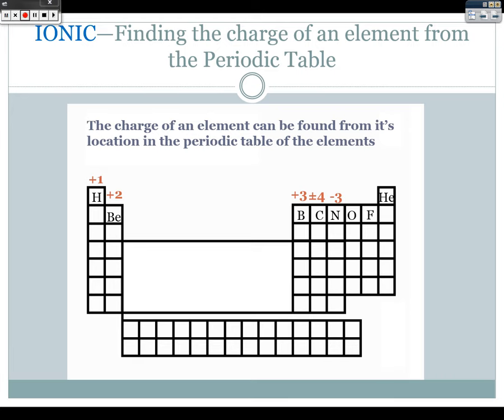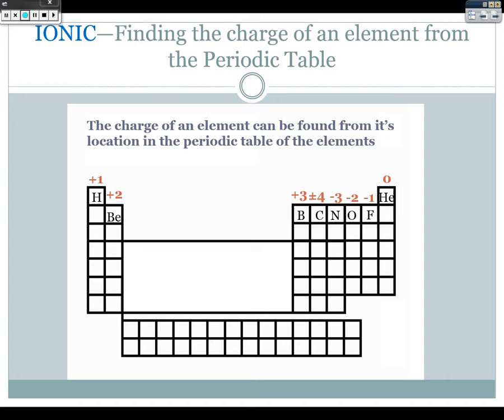Nitrogen over here with its 5 valence electrons, it's easier to gain 3 electrons than to lose 5. So it's going to be a -3 because gaining negativity means you gain a negative charge. Oxygen and all the ones underneath it in group 6 are going to be -2. Fluorine, -1, and everything under fluorine in group 7 is -1. And then helium and all the noble gases already have a full valence shell. They do not want to lose or gain electrons, so they're going to have a charge of 0.